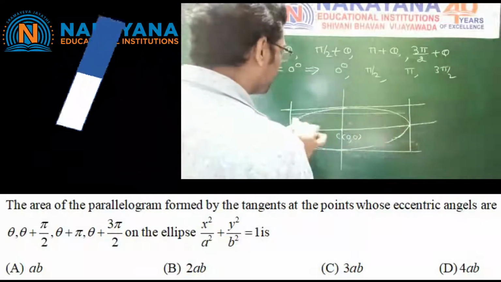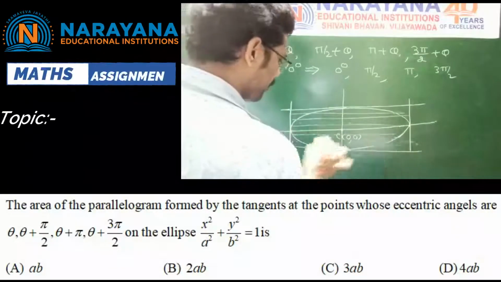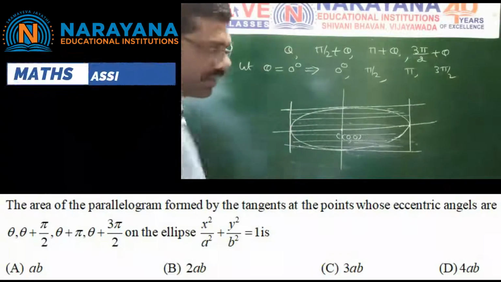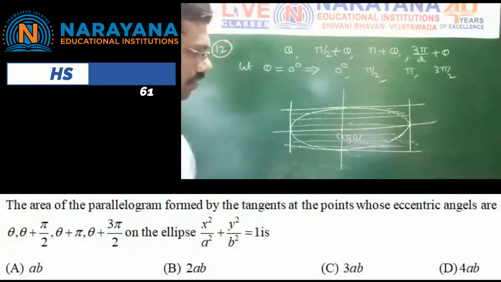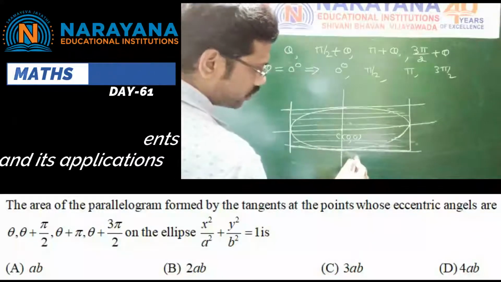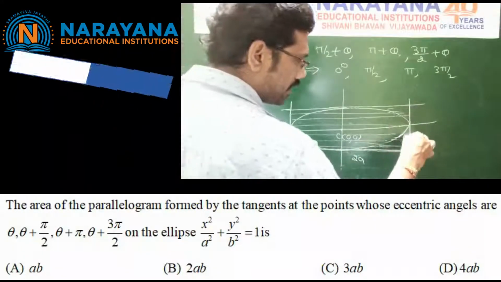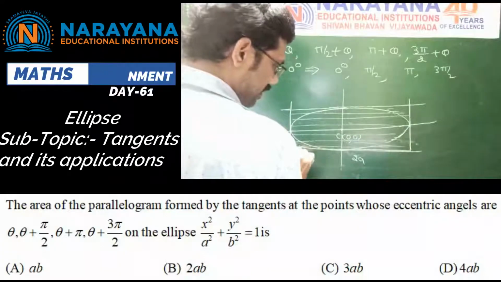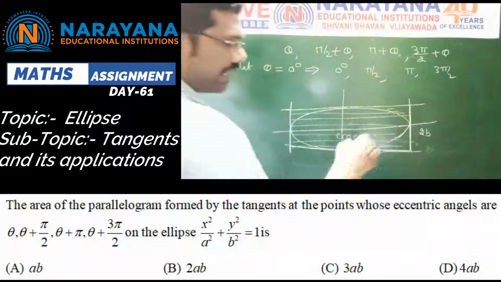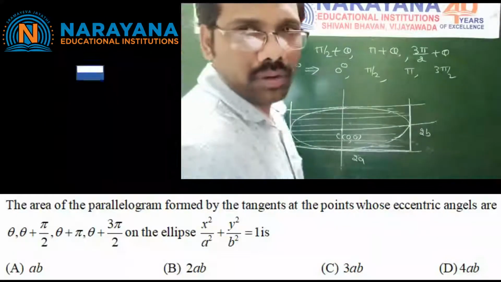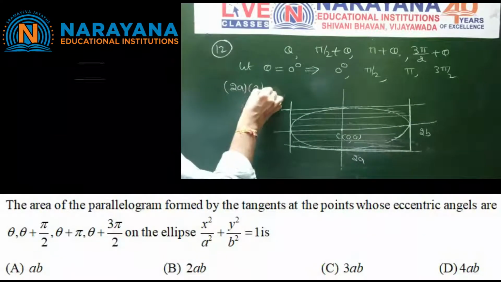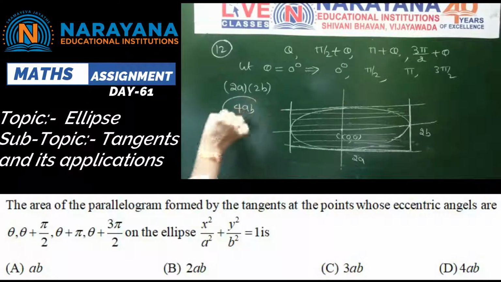Now we have to find the area of the parallelogram, which here is the area of the rectangle. This length is 2a, the length of the major axis, and this is 2b, the length of the minor axis. The area of the rectangle is length times breadth, which is 2a into 2b, that is 4ab.